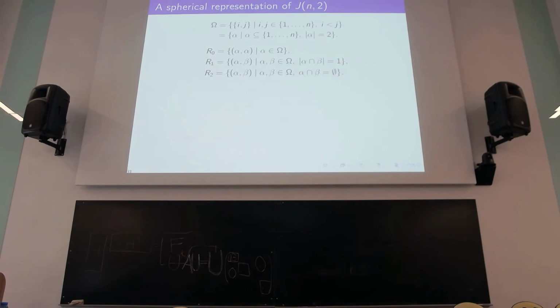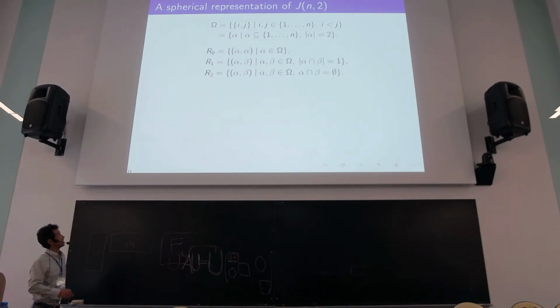So let us look at the spherical representation of the Johnson scheme, which I mentioned at the end of the previous lecture. It consists of two-element subsets of an n-element set, and the relations are defined in this way. R1 is the set of pairs of two-element sets that intersect at a single point, and R2 consists of disjoint pairs.